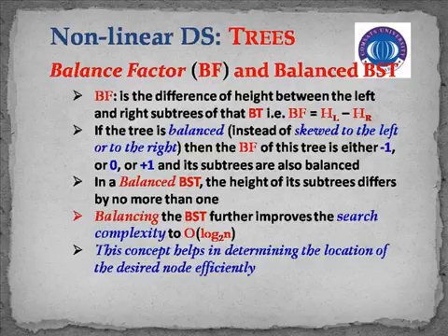In a balanced binary search tree, the height of its subtrees differs by no more than 1. Balancing the binary search tree further improves the search complexity to the big O of log n. This concept helps in determining the location of the desired node efficiently.